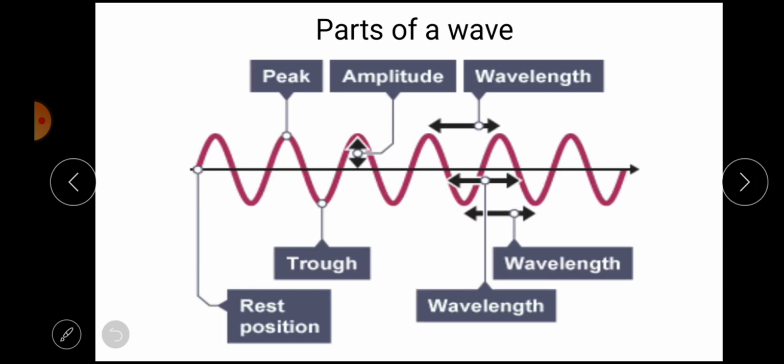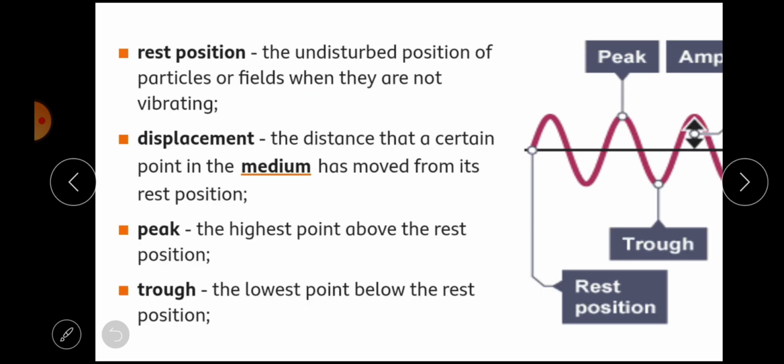All right, now let's look at the parts of the wave. Let's start with the transverse wave. The parts of the wave: the transverse wave has the peak, the amplitude, the wavelength, the trough, and the rest position. So let's define these parts of the wave. Let's start with the rest position.